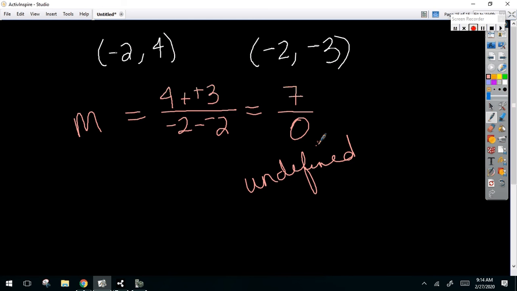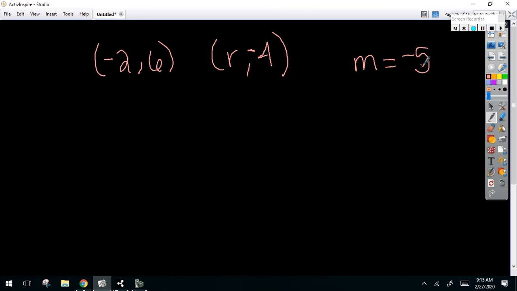Let's see how good you really are with slope. Here's your challenge. If I have these 2 points, and the slope is 5, how could I find out what that r could be? Put the 5 in. Wait, or -5. The slope is -5, all right, so let's think about this.